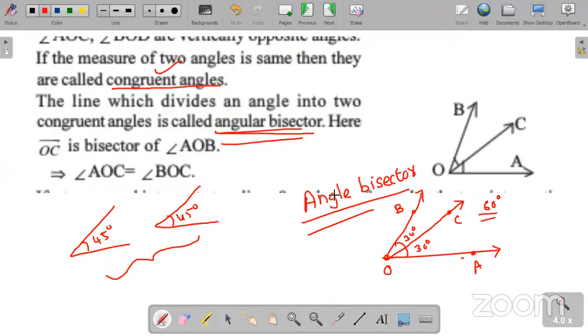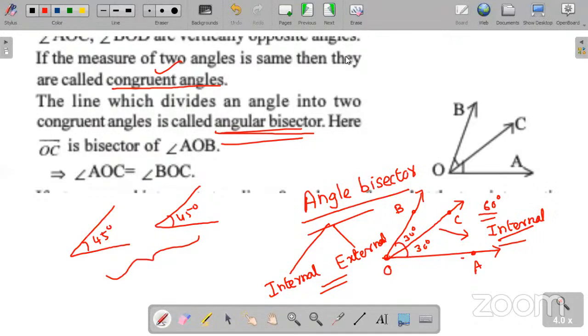Then OC is called the angle bisector. One more important point: angle bisectors are of two types, internal and external angle bisectors. But you will study that in higher classes. This one is called the internal angle bisector.